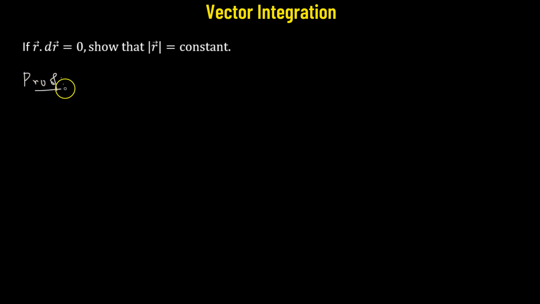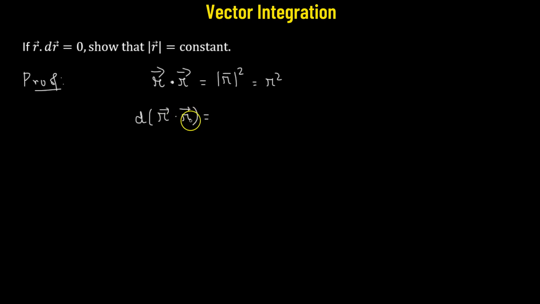So here we will start with the idea that when we have a vector r and take its dot product with itself, this gives us the magnitude of the vector r squared, or simply r squared. It will mean exactly the same thing. Now let's take the differential dr vector dotted with r vector.